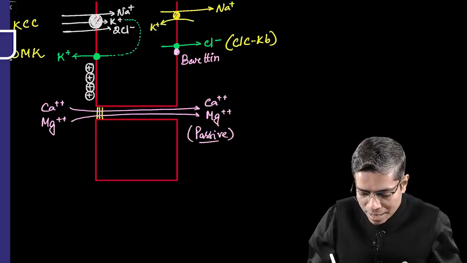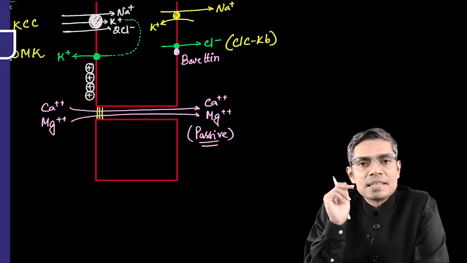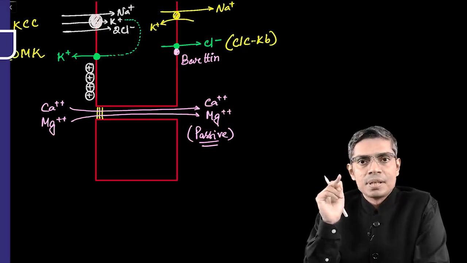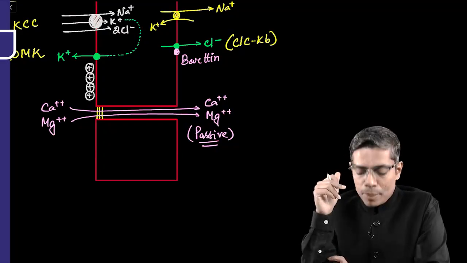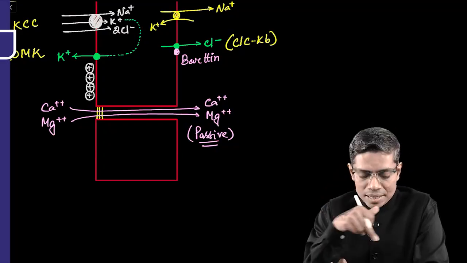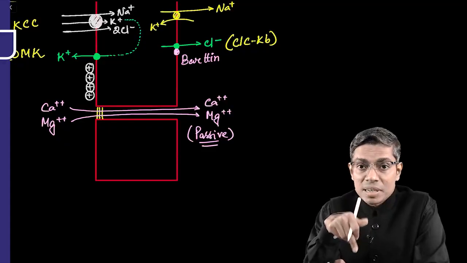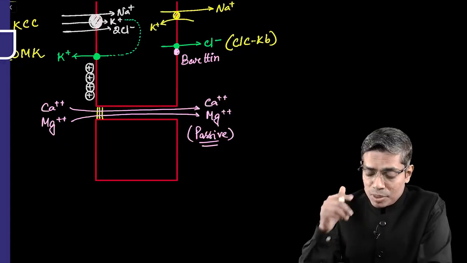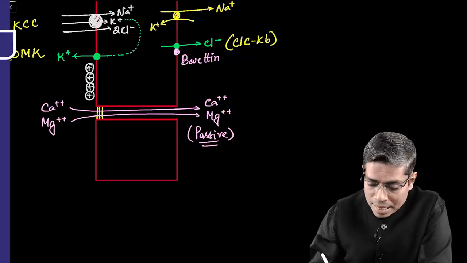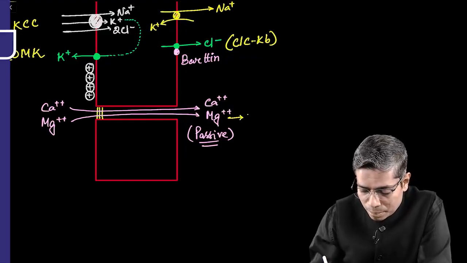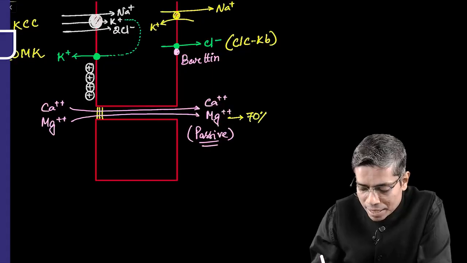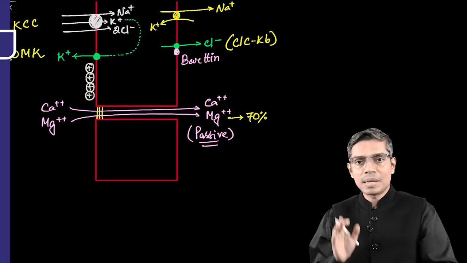So this is a kind of passive reabsorption of calcium and magnesium. Now please note down, by this paracellular transport at the level of TAL, magnesium reabsorption which is happening, that is the maximum percentage of magnesium reabsorption among any segment of the nephron. What I am saying, I am repeating.